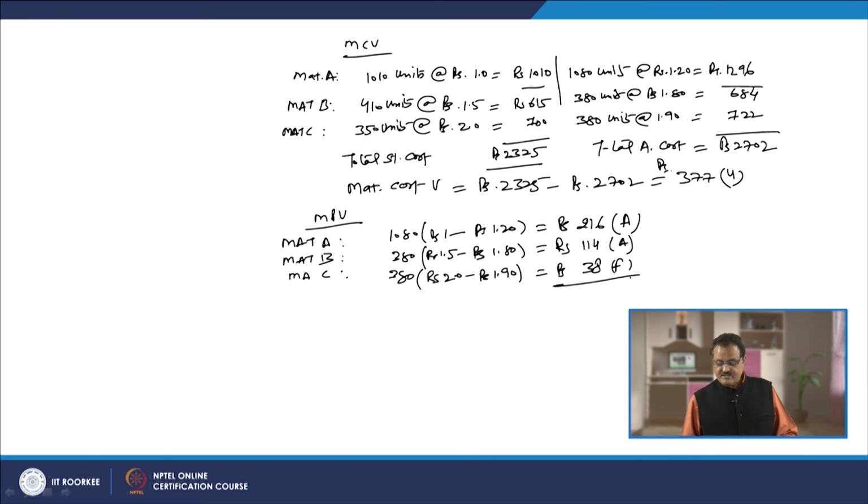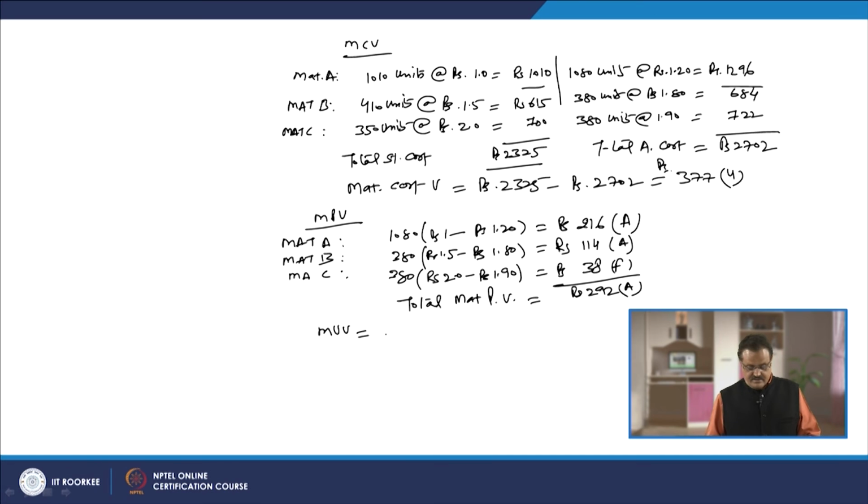So, you calculate the total now. If you total it up, how much is it? Two are adverse, which means they are 330, and minus 38. So, net, the total material price variance is equal to rupees 292 adverse, right.